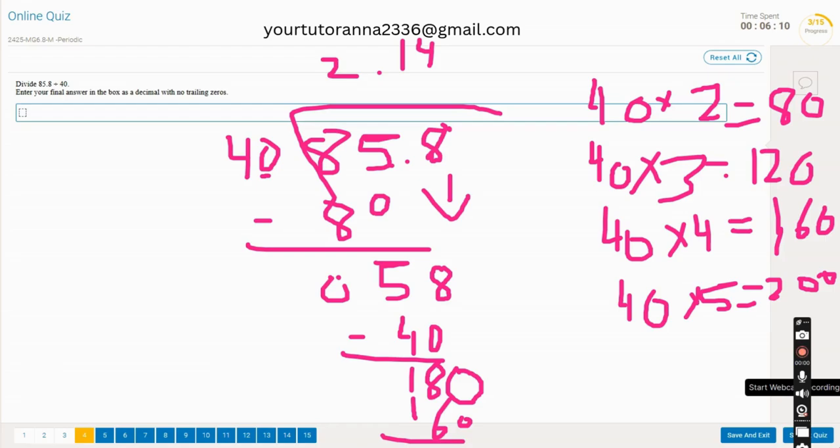So the number here is 160. Now here, it's going to be 2. 8 minus 6 is 2. 0 here, 0 here. And then we can add another 0. So then what we do? 2.145.